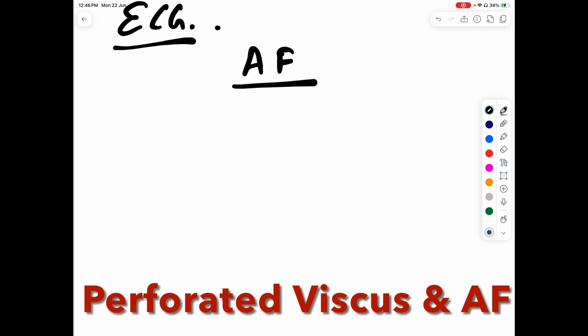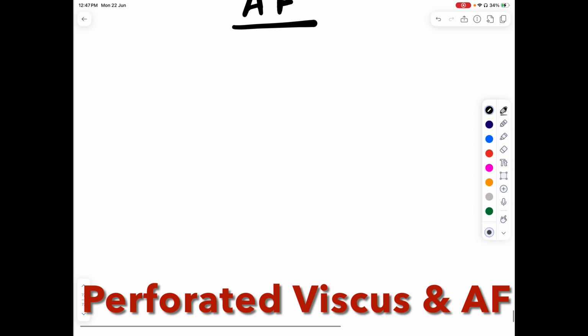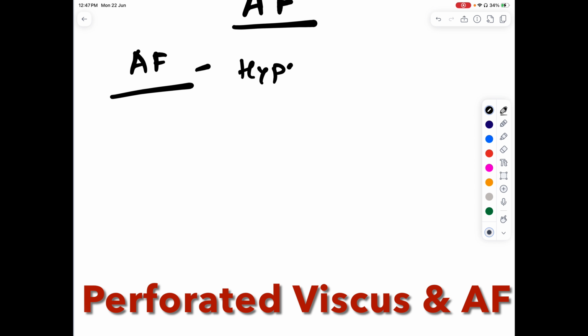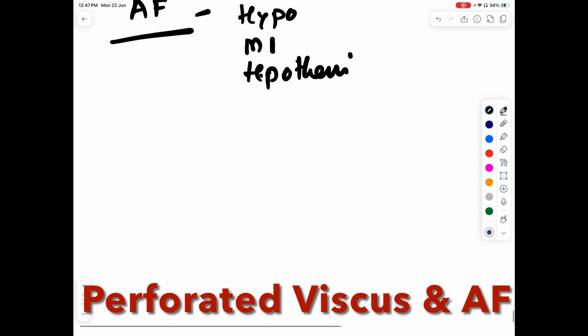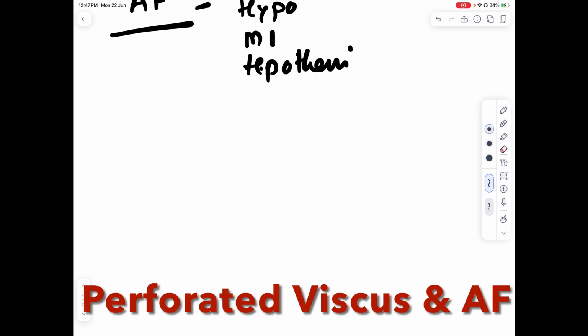Because atrial fibrillation causes inadequate heart contraction, resulting in a small volume of pulse, an automatic machine cannot measure it. So what are the causes of atrial fibrillation in general? Generally it can be hypoxia, electrolyte imbalance, myocardial infarction, hypothermia, so temperature goes down. In this patient, again, because of hypokalemia, sepsis, ischemic heart disease.